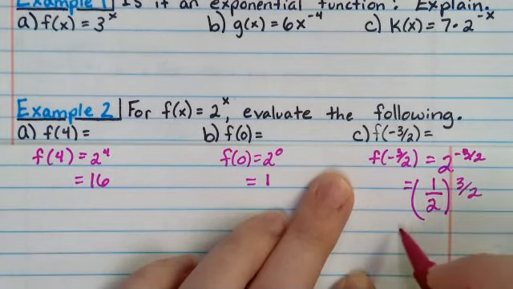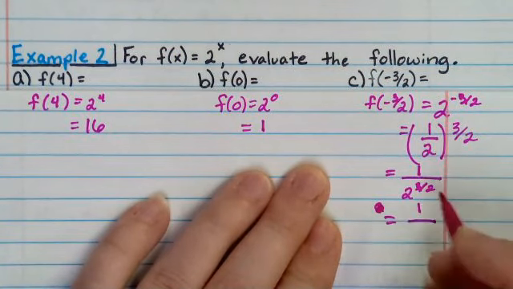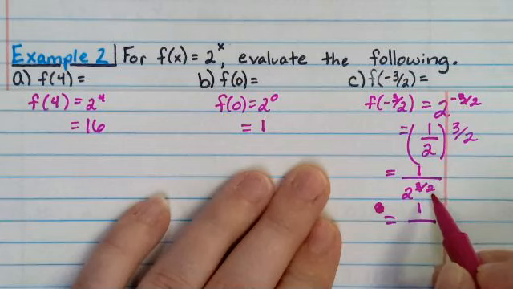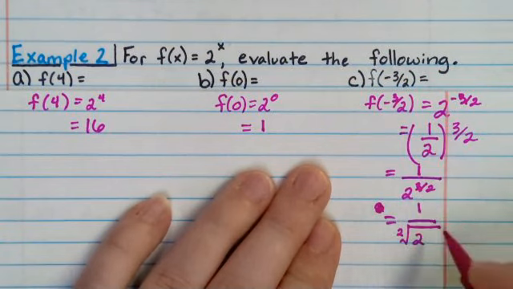1 to any power is always going to be 1, so I'm not worried about that. But 2 to the 3 halves is a little bit more tricky maybe, okay? So what we're going to do here is actually work through this. When you have a fractional power, the denominator becomes the index of a root. So we're going to have 1 in the numerator, and then the denominator of this exponent becomes the index of a radical. So we get the square root of 2 raised to that numerator power, so to the 3rd power.